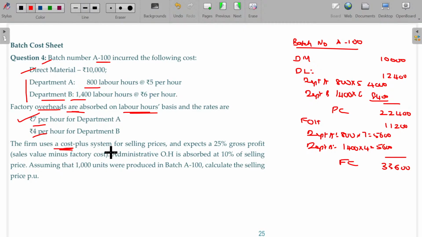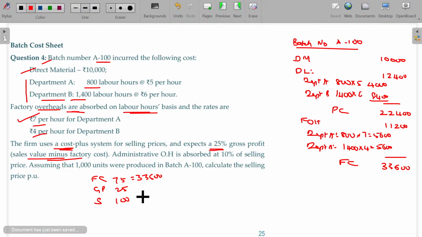The firm uses a cost plus system for selling price and expects 15% gross profit, sales value minus factory cost. So the difference between sales and factory cost is the GP. If sales is 100, GP is 25 and factory cost is 75. Here we got the factory cost being 33,600. Then you can do the cross multiplication to get the rest. I think it is 44,800. This is the gross profit.